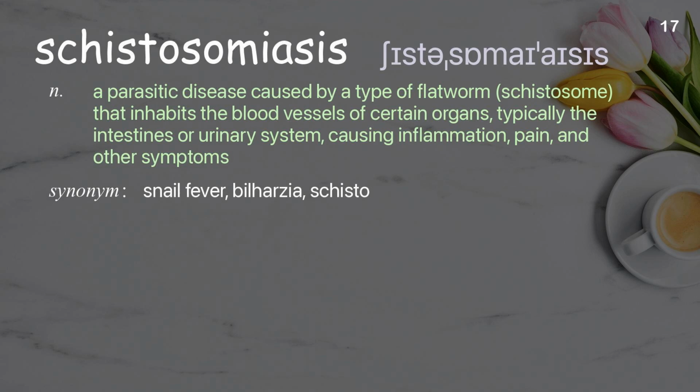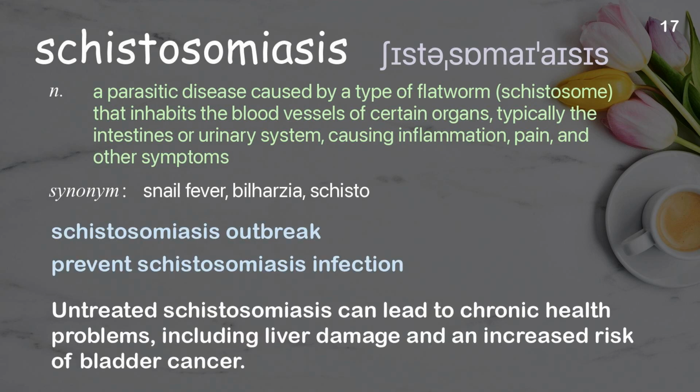Schistosomiasis. A parasitic disease caused by a type of flatworm, schistosome, that inhabits the blood vessels of certain organs, typically the intestines or urinary system, causing inflammation, pain, and other symptoms. Examples: Schistosomiasis outbreak. Prevent schistosomiasis infection. Untreated schistosomiasis can lead to chronic health problems, including liver damage and an increased risk of bladder cancer.